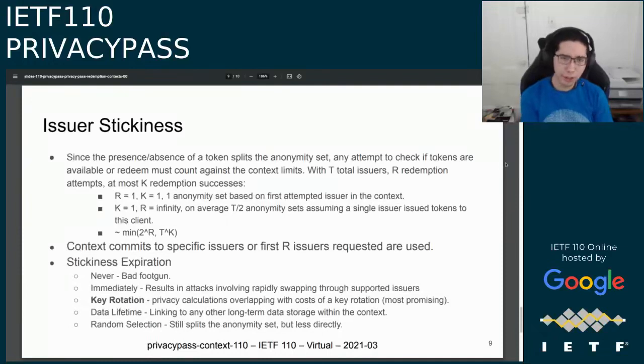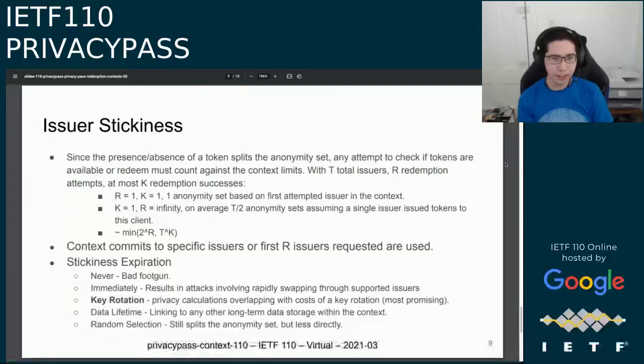In the meantime, you don't want an issuer choice within a particular context to be stuck forever. This is a bad foot gun if the issuer you decided on sticks around forever and doesn't let you switch to other, maybe more useful, issuers in the future. How we allow a specific context to rotate the issuers that it uses, I think is an open question.